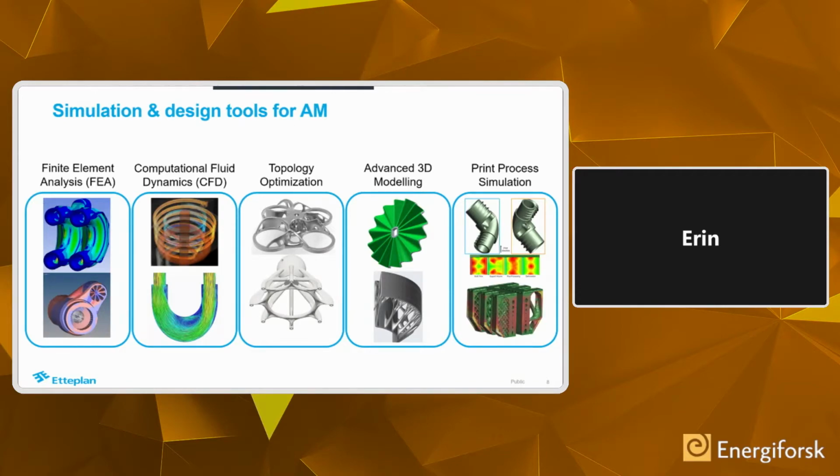Finally, print process simulation is used to guide us to find the best part orientation on the build platform, to create and optimize support structures, predict recoater blade collision and other build failures, and estimate distortions and stresses and so on of the part after the build.